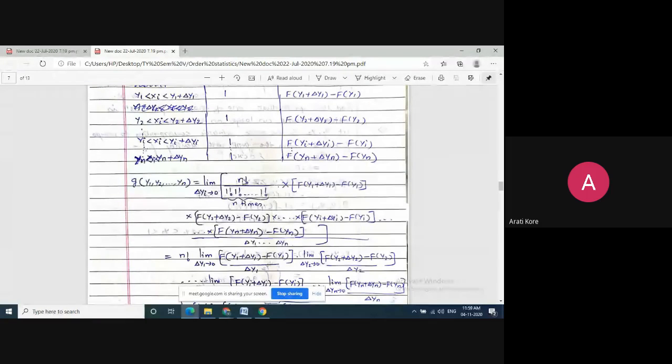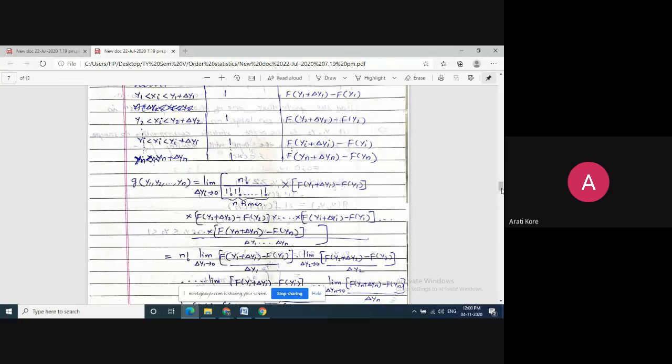How many total observations are there? n factorial. In the first interval, how many do we need? One. So 1 factorial into 1 factorial. Each interval has one observation. So 1 factorial into 1 factorial, n times. What is the first probability? Just now we obtained F of y1 plus delta y1 minus F of y1, raised to how many such observations are there? Only one, so not mentioned. Similarly, each probability you will write, divided by delta y1, delta y2, up to delta yn.